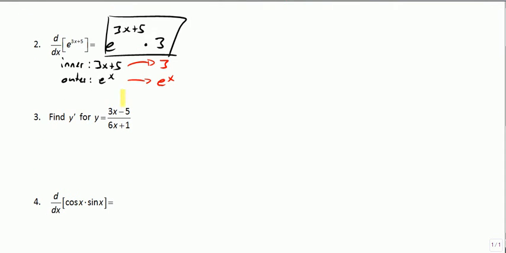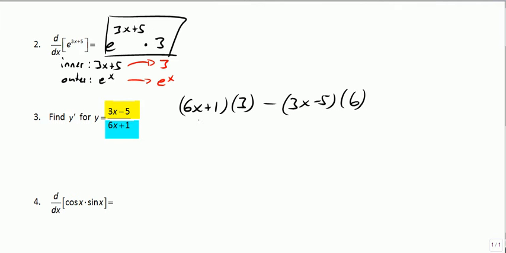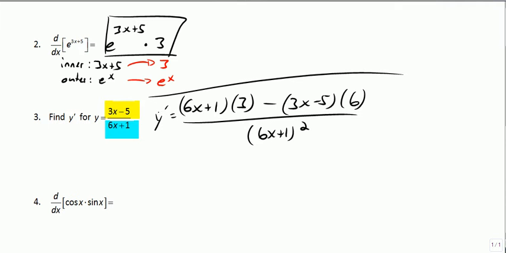Quotient rule. Right? I got yellow divided by blue. So low d high, minus high d low, over low squared. That's y prime. Yep, you could simplify it. I'm not worried about it right now.